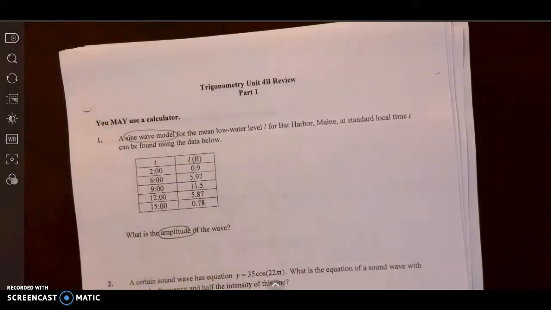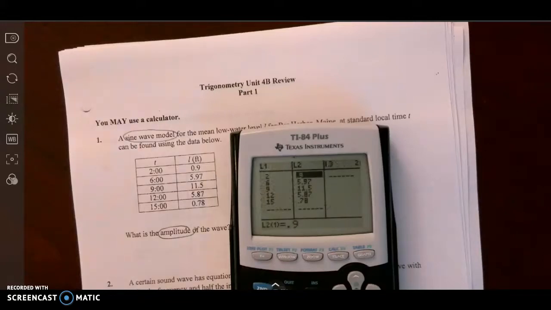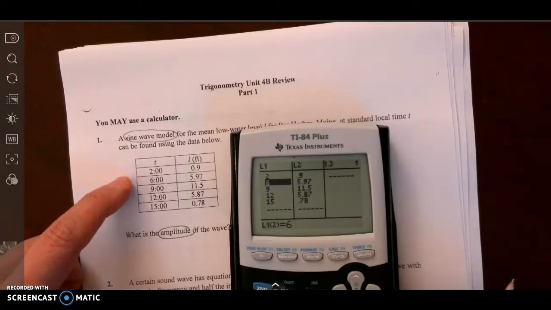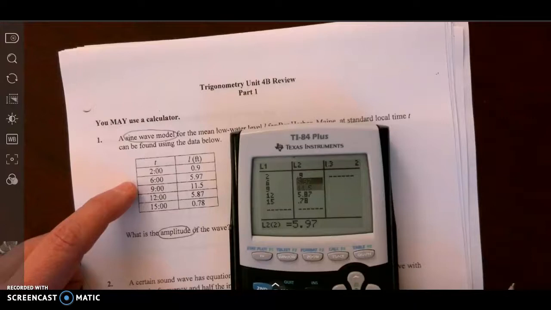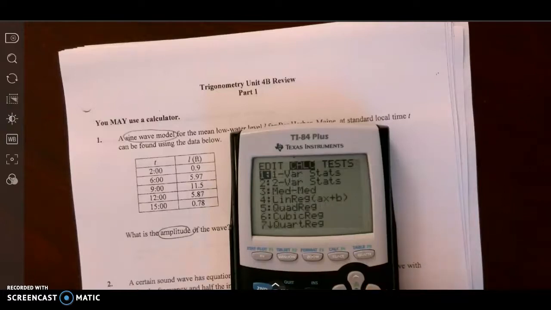Since it says a sine wave model, kind of like a quadratic model or a linear model or an exponential model, we can go to our calculator, go to Stat and Edit, and enter the data. Notice I've already entered it. For the x values, I put 2, 6, 9, 12, and 15. And for the y values, I put 0.9, 5.97, 11.5, 5.87, and 0.78.